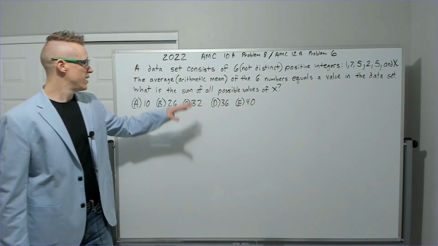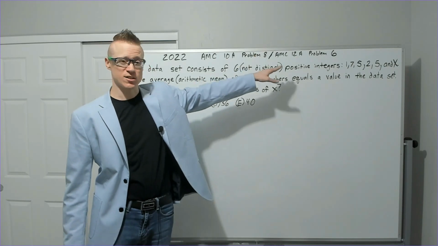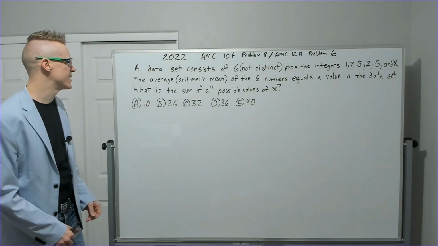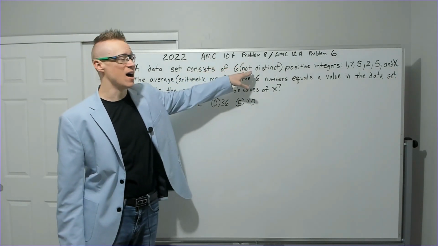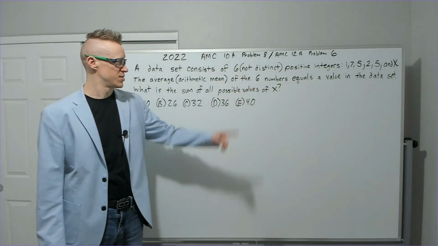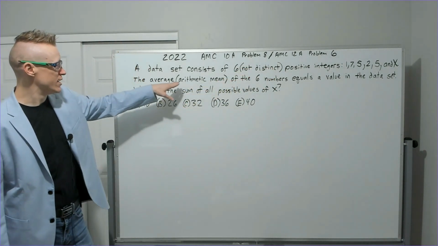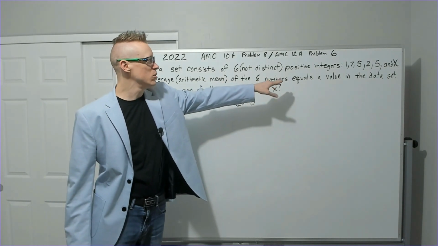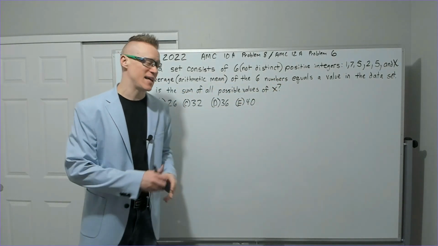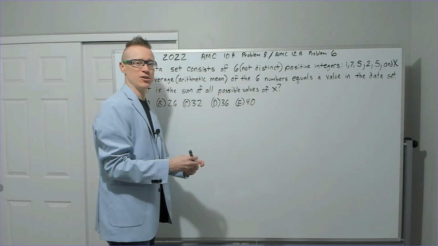So continuing on now with the 2022 AMC 10A Problem 8, it was also the 12A Problem 6. A data set consists of 6 not distinct positive integers: 1, 7, 5, 2, 5, and x. The average (arithmetic mean) of the 6 numbers equals a value in the data set. What is the sum of all possible values of x?